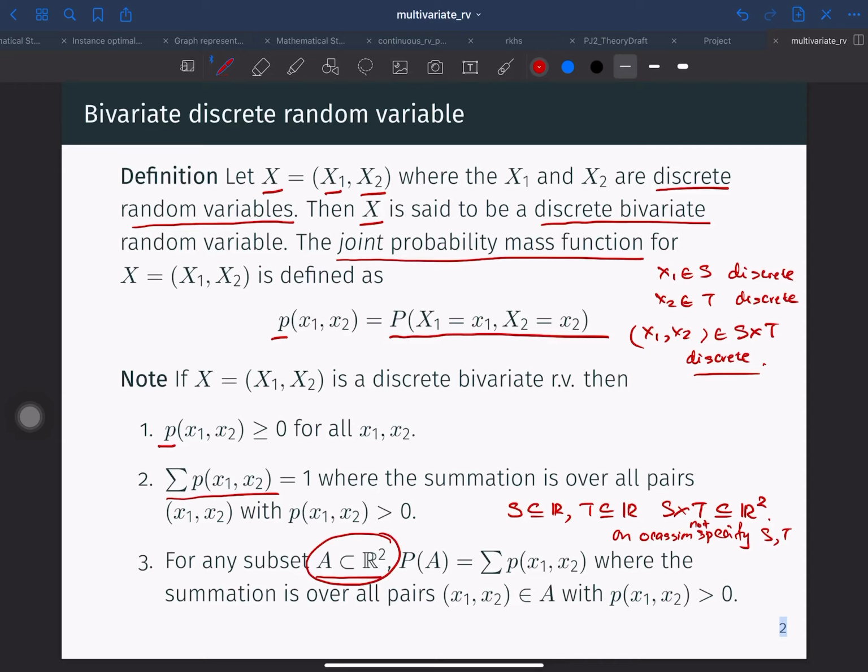In that case, the probability of the set A is the summation of the PMF, but we have to be careful about summing over a countable versus uncountable number of arguments, so therefore we will require the sum to be a summation over the set for which the PMF is bigger than 0. So this set is a countable or discrete set, just to avoid the issue of countable versus uncountable summation.